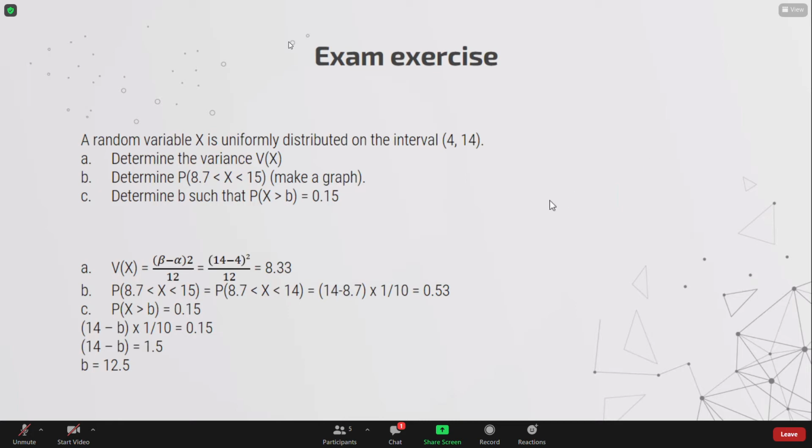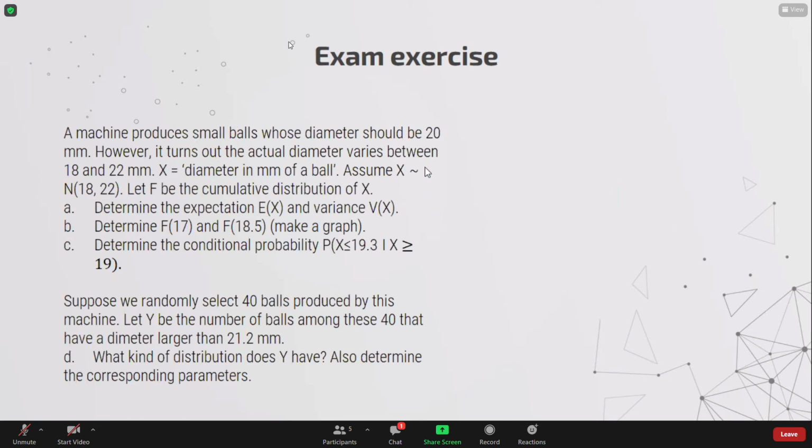Okay, so now we're going to continue to another exam exercise, which is again the same type of graph, but with different numbers and maybe a bit more difficult because we have big numbers, not just 4 and 10. I'll give you 5 minutes to read it and see how it goes.